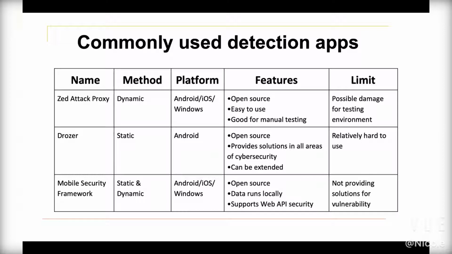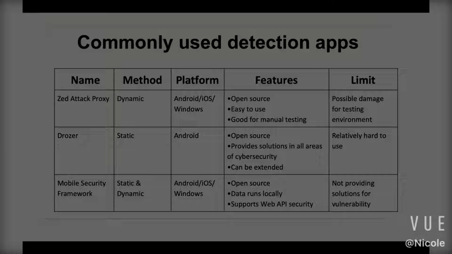The next one is the Mobile Security Framework. It uses both static and dynamic methods, and it can support Android, iOS, and Windows platforms. The data is always processed locally without using any cloud data. It also supports web API security, but does not provide any solution for vulnerabilities.